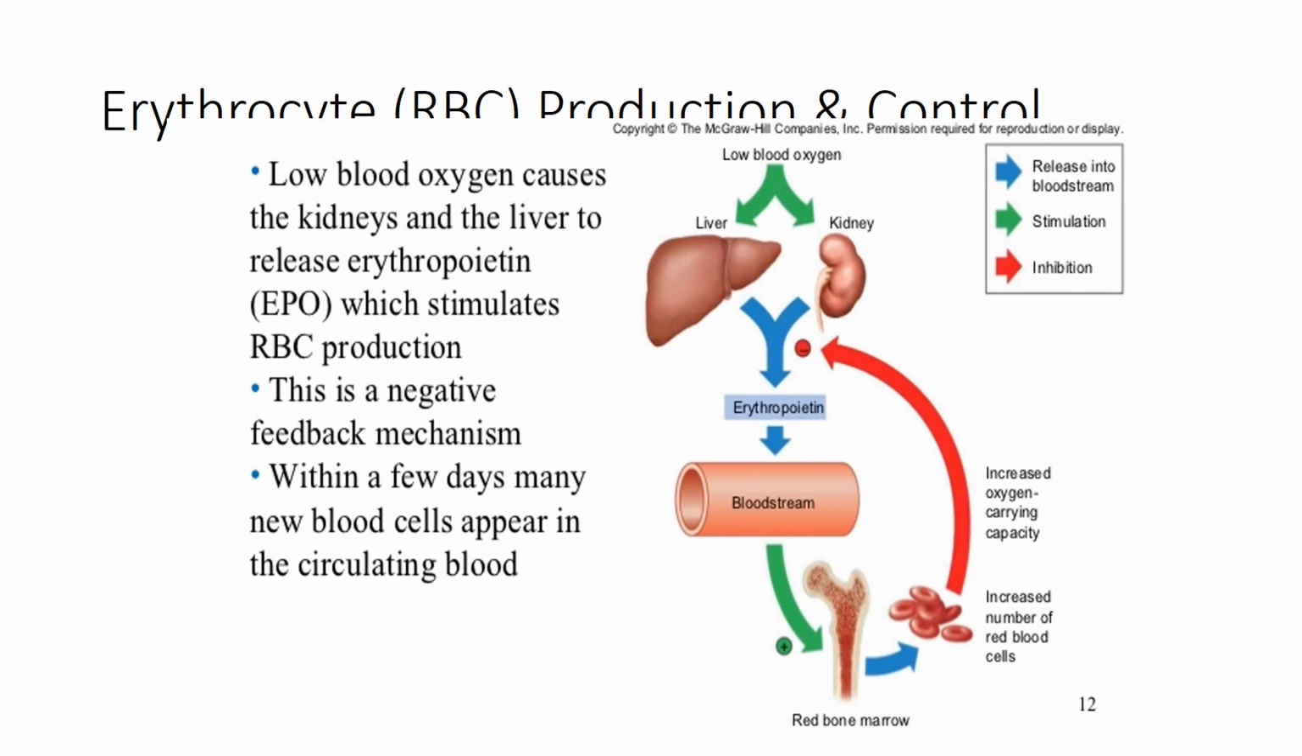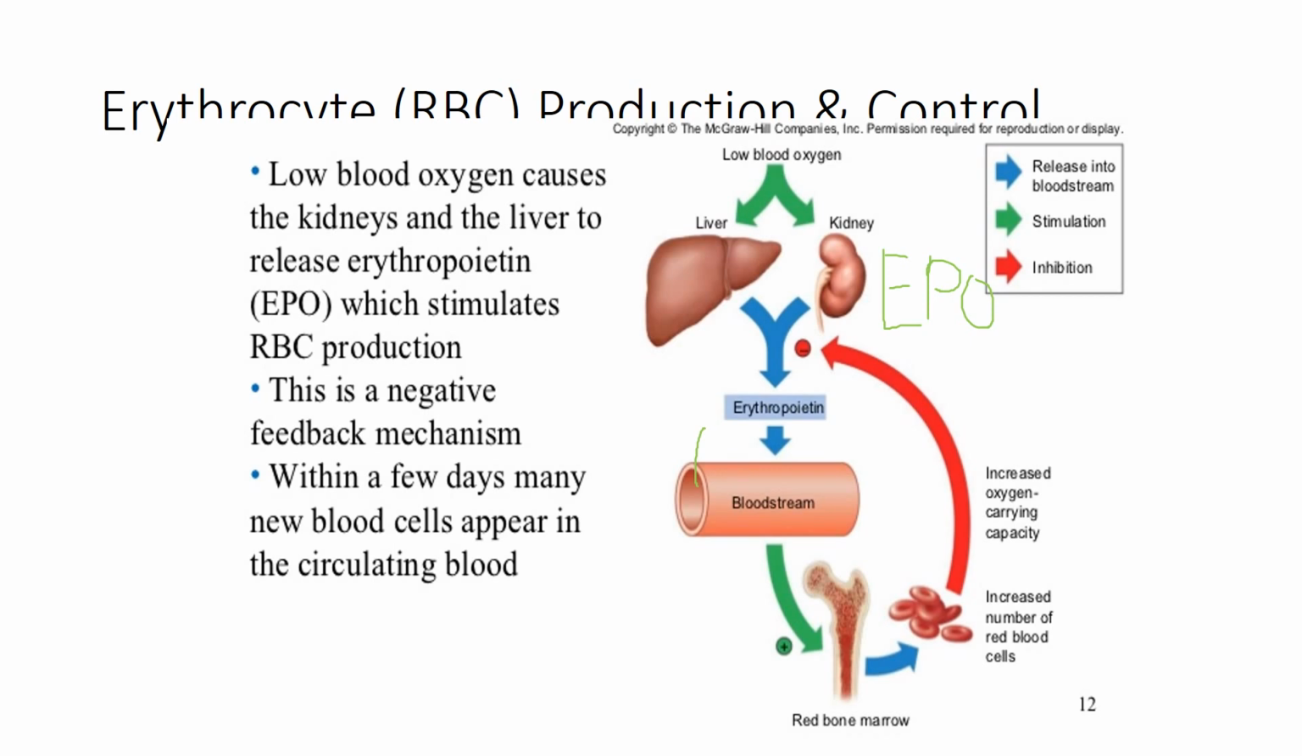So let's look into red blood cell production and control. The big thing here is that when we have low blood oxygen, this causes the kidneys and the liver to produce a protein, or a hormone, which is erythropoietin, EPO for short. This is going to stimulate increased red blood cell production. Erythropoietin is secreted into the bloodstream by cells in the kidneys and by cells in the liver.